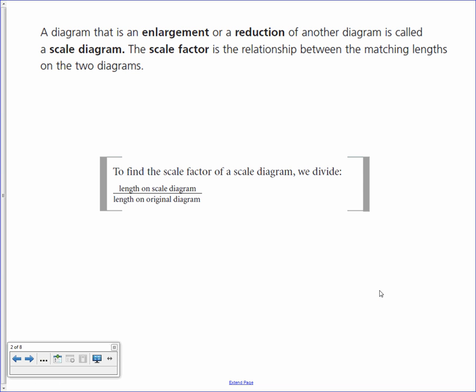First of all, it says a diagram that is an enlargement or a reduction of another diagram is called a scale diagram. And the scale factor is the relationship between the matching lengths on the two diagrams. So with a scale diagram, we sometimes say that this picture is 10 times as large as the actual object. We could say that it's magnified 500 times, meaning the object that we were looking at is smaller than it appears once it's been magnified. So you've heard these terms being used before. And put this into your learning journal, please.